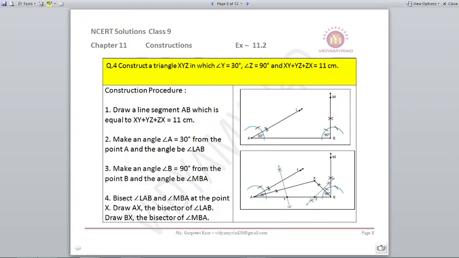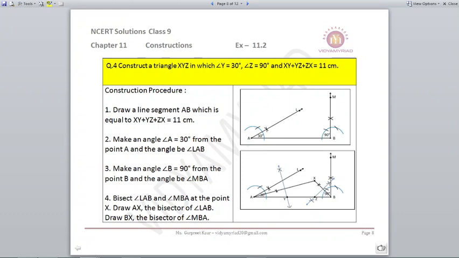So you can take it either way. Any one triangle angle as 30, any one angle as 90 degrees. So on A I will draw 30 degrees. I know it is the bisector of 60. So that angle LAB becomes 30 degrees and angle MBA that I can easily form as 90 degrees. I know how to draw 90 degrees.